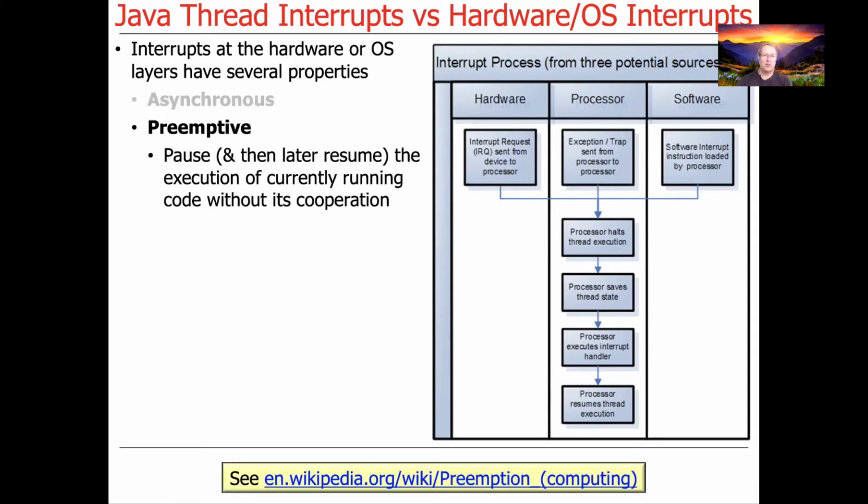The other property, which is really part and parcel of out of band, is that these types of exceptions are preemptive. They will intrinsically pause and then later, hopefully transparently, resume the execution of the currently running code, instruction, or call without requiring any cooperation whatsoever on the part of the code that's being interrupted.